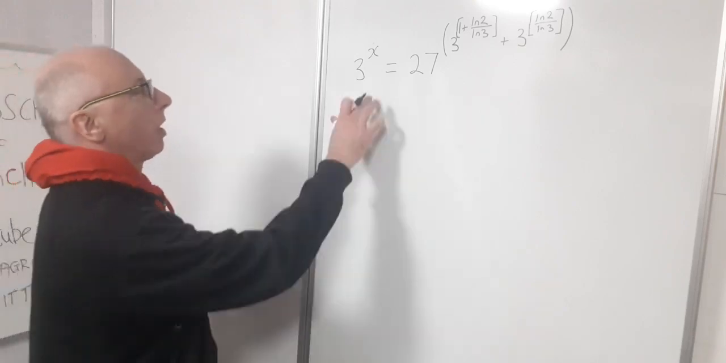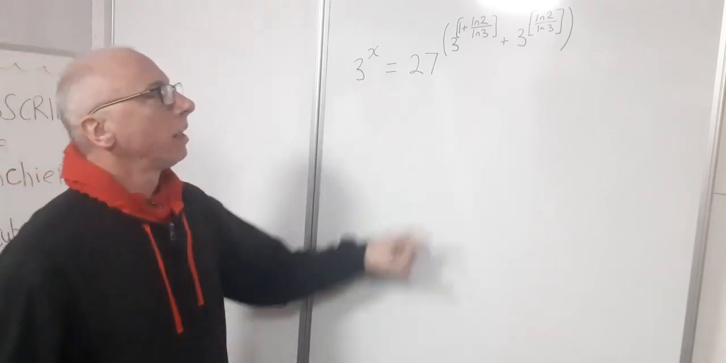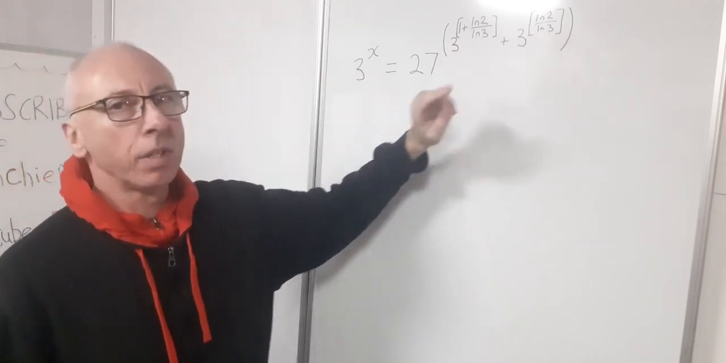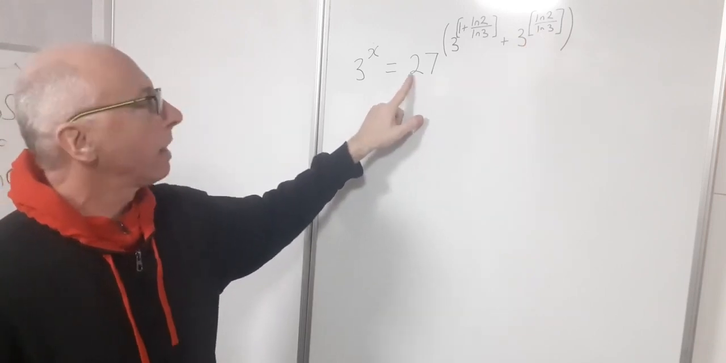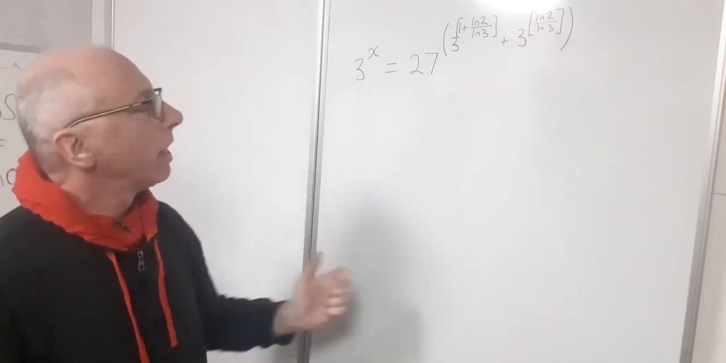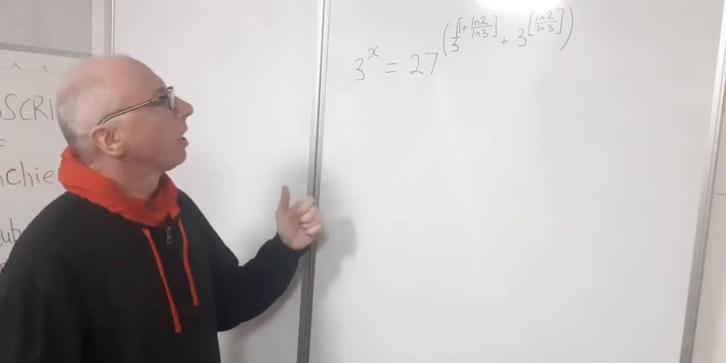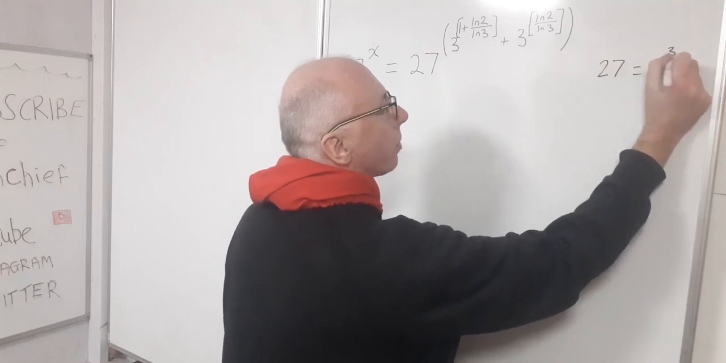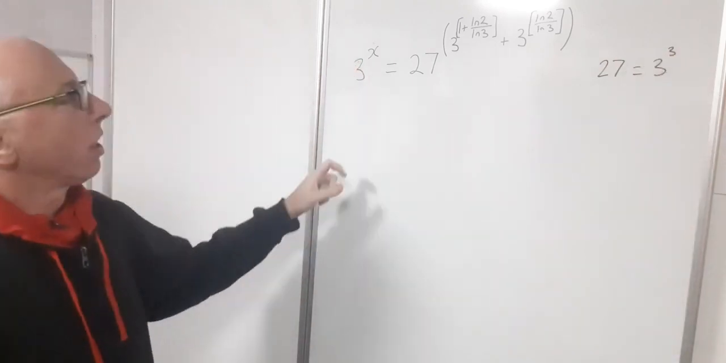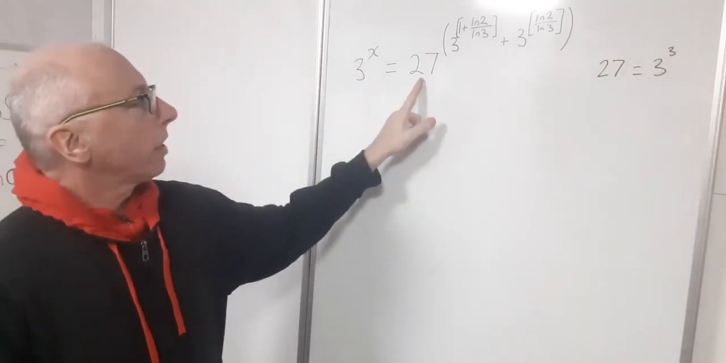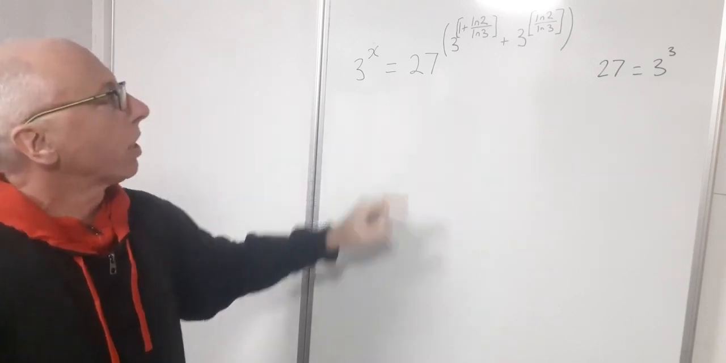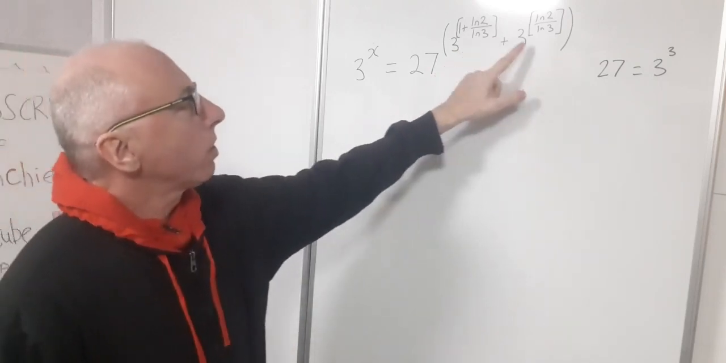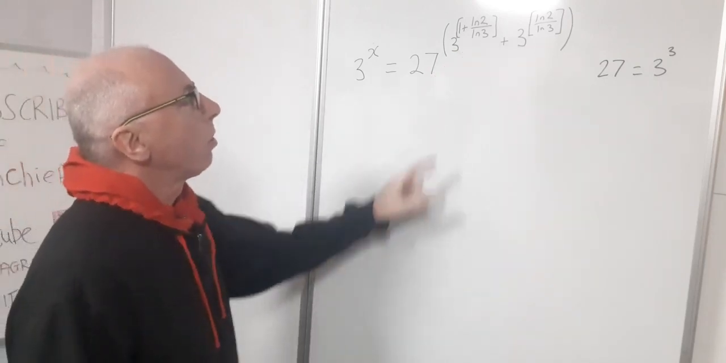Well, I've got 3 to the x here. I've got 3 to the power of something here, 3 to the power of something here, and here I've got this 27. Well, there's 3 linked in there somewhere. So 27, I know that is 3 cubed. So I could rewrite that 27 as 3 cubed. So that I could definitely do. But what about this stuff in the top here? What am I going to do with this?